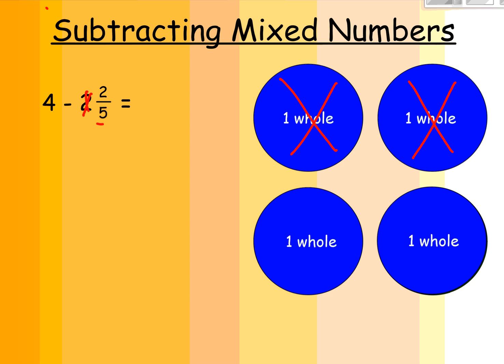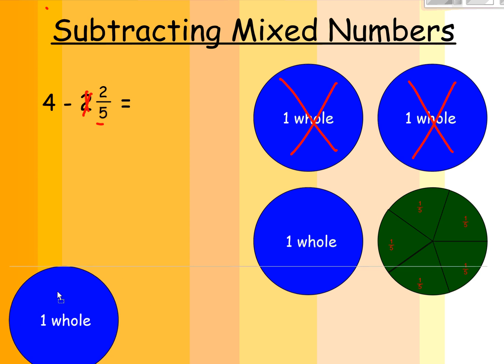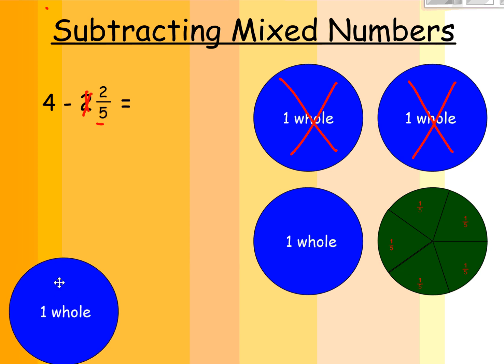Well, first what I have to do is separate my 1 whole into 5/5. And now I can take away 2/5, and I'm left with 3/5. So 1 and 3/5. So 4 minus 2 and 2/5 is 1 and 3/5.